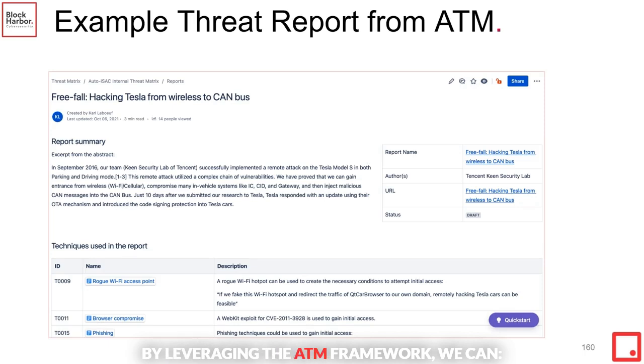By leveraging the ATM framework, we can identify the specific tactics and techniques used, map out attack paths that the attacker might take, and apply countermeasures based on known defenses within the ATM framework. This approach ensures that our risk assessments are data-driven and aligned with real-world attack methods.